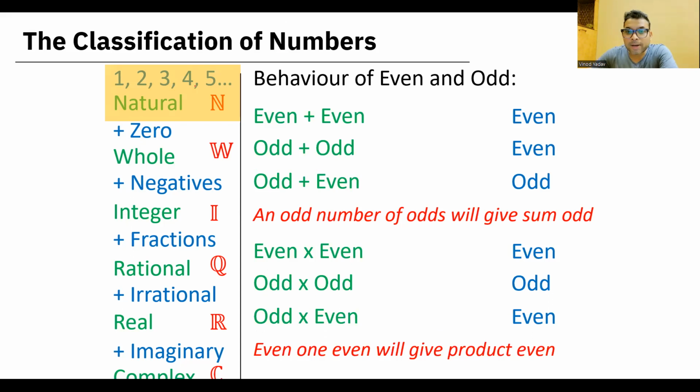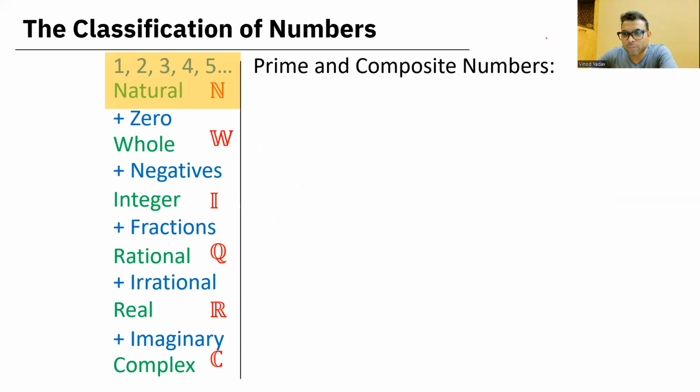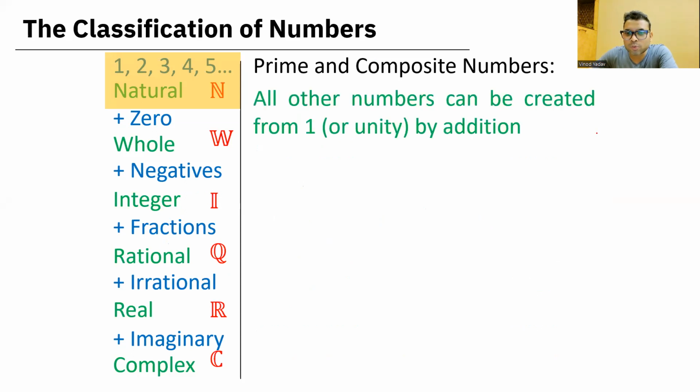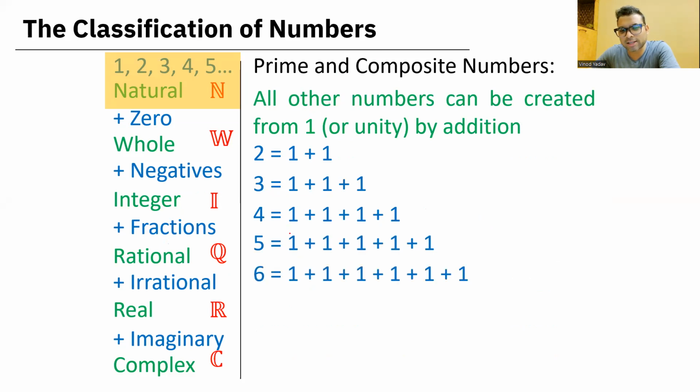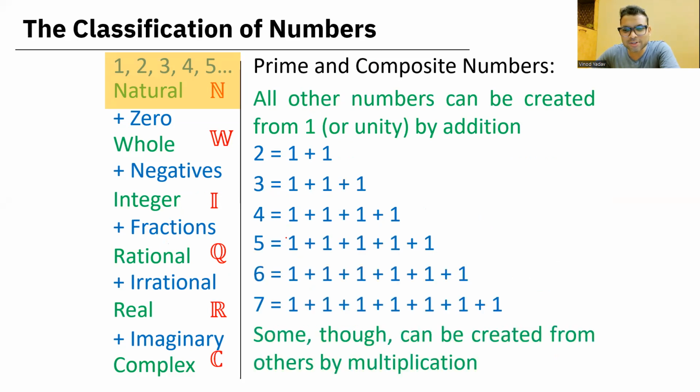Next ones are prime and composite. Okay. Prime and composite. So all the numbers can be created from 1 by addition. Okay. For example, 2 is like 1 plus 1, 3 is 1 plus 1 plus 1, 4 is like this, 5 is like this, 6 is like this, 7 like this, and so on.